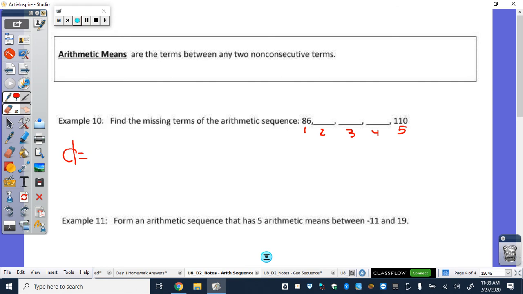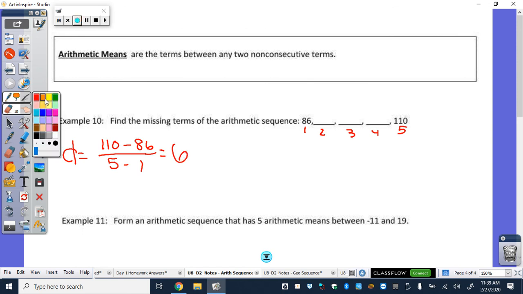So we can use our slope formula. 110 minus 86 over 5 minus 1. What does our common difference end up being? 6. So all we have to do is just add 6 to find our missing terms. So 86 plus 6 plus 6 plus 6. And then if I add 6 again, do I get 110? Yeah, so we're good.